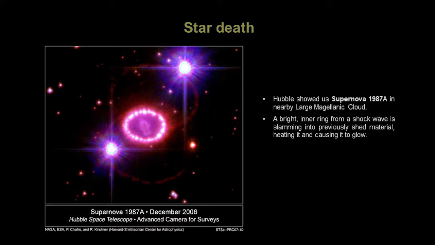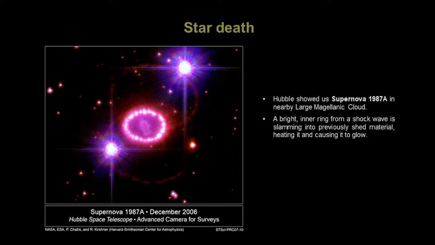This is a supernova in another galaxy. Now it's one of the nearby galaxies called the Large Magellanic Cloud. This occurred back in 1987, and it's been, again, a very well-studied object. You see there a bright ring of material I'll highlight.